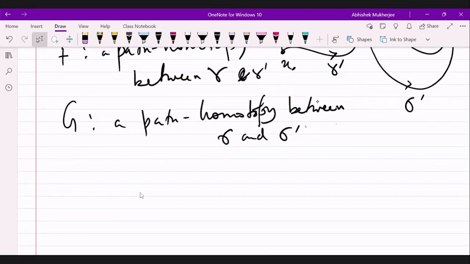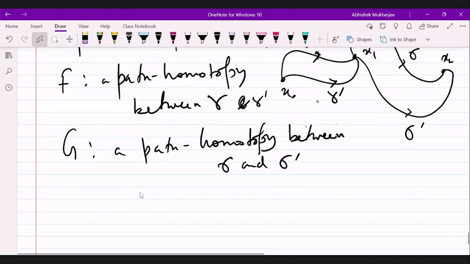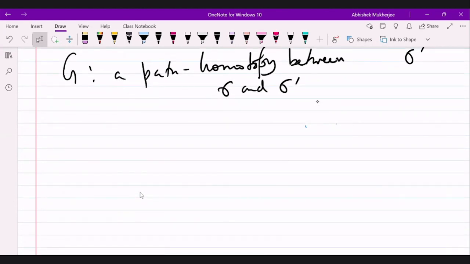Great. That means you are constructing some map from the closed unit square, I cross I, to X, such that at the 0th level it will be gamma, at the 1st level it will be gamma dashed. Okay. And the same thing will happen for sigma and sigma dashed. Okay. So that means we are considering two continuous maps. So one is F, another one is G. Right.